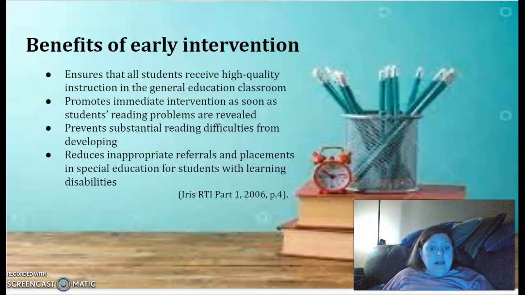And the last part is that it reduces inappropriate referrals and placements in special education for students with disabilities, meaning it cuts down on the number of students who are referred for special education evaluations when it's really a matter of just needing that extra help in order to get them where they need to be for learning.